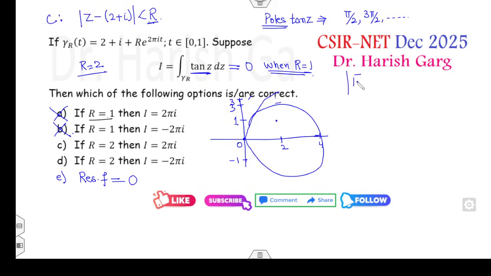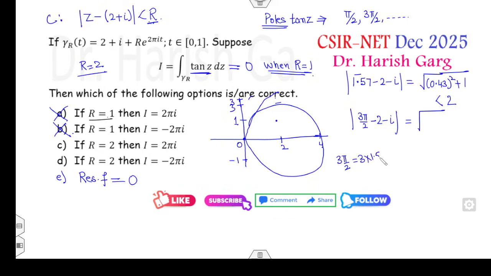So π/2 is 1.57 minus 2. So the value will be the root of 0.43 squared plus 1. Definitely it will be less than 2. Whether 3π/2 lies, how many residues will we see? Again you can see 3 into π/2, how much will that be? 3 into 1.57 will be 4.7 minus 2 minus i. So that will be 2.71 squared plus 1. That can never be less than 2.